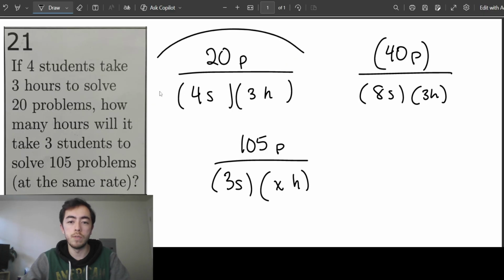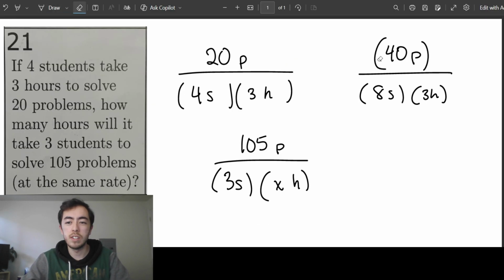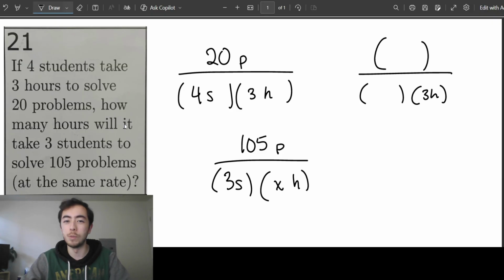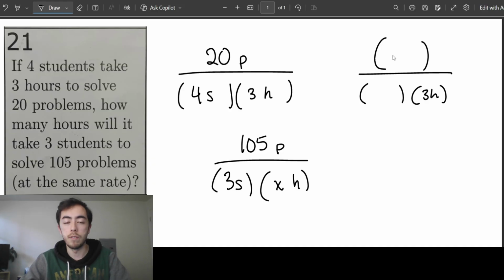And again, I'm trying to figure out how to make this fraction equal to this one. I think the easiest thing, at least for me, is to create some kind of unit rate here. Instead of thinking about it as 4 students right now, I could bring it back down to 1. Again, assuming that all students are working at the same rate, I'm allowed to do this. So I'm just doing 20 divided by 4. That's going to be the same thing as just 5. And so one student can solve 5 problems in 3 hours.